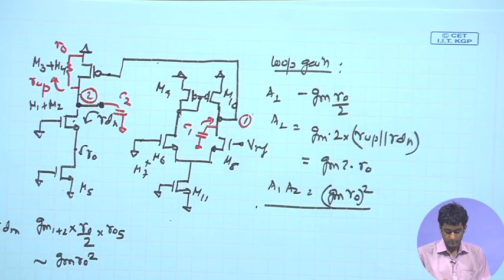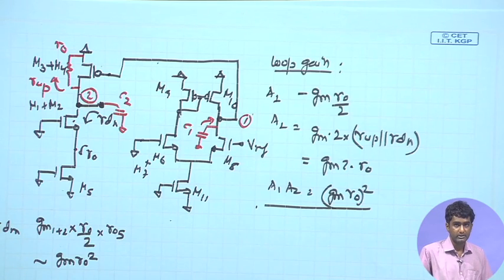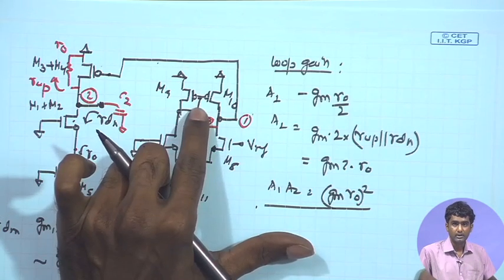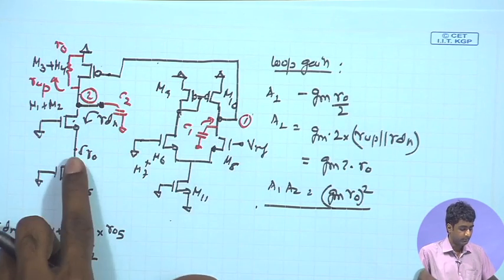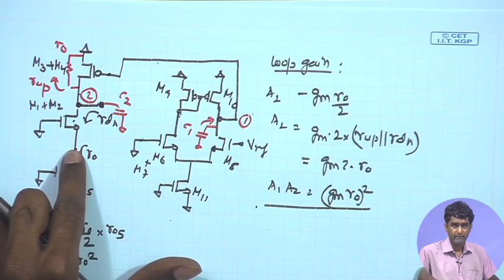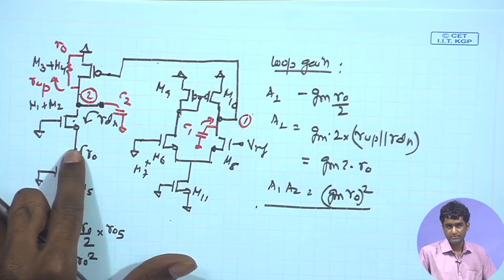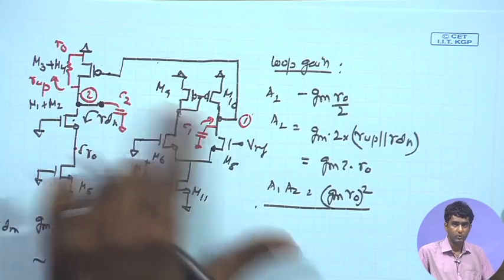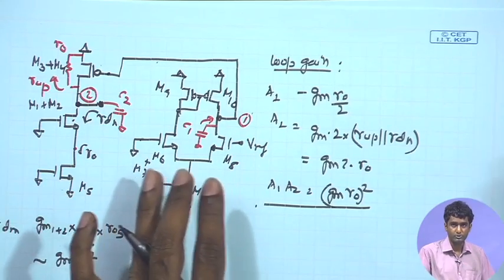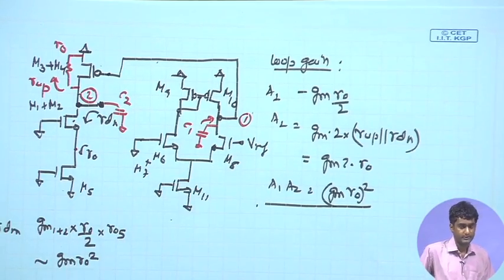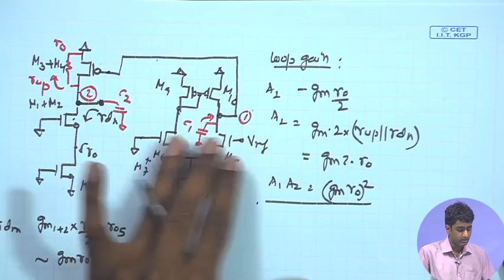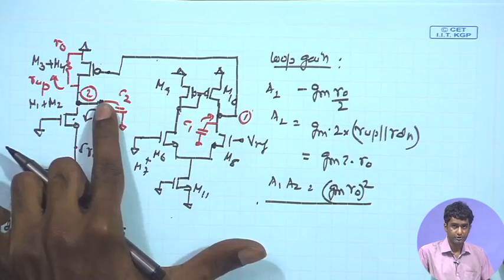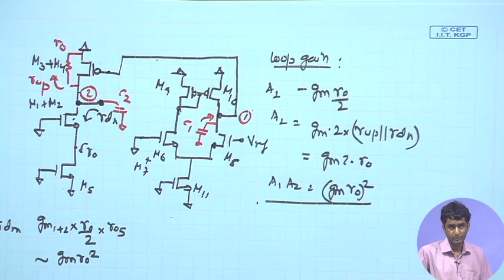And once we have these two poles, and assuming that other circuit poles, like the pole at the source of M1 plus M2, are at sufficiently high frequency, so if we make that assumption and for the time being consider that these are the only two dominant poles and all other poles in the circuit are at sufficiently high frequency, I can draw the overall frequency response assuming only two critical poles in the circuit. So let us do that.